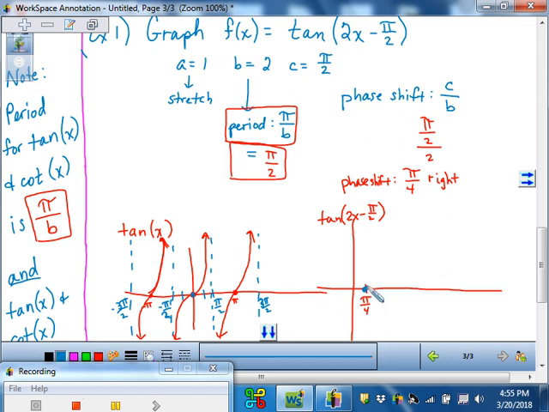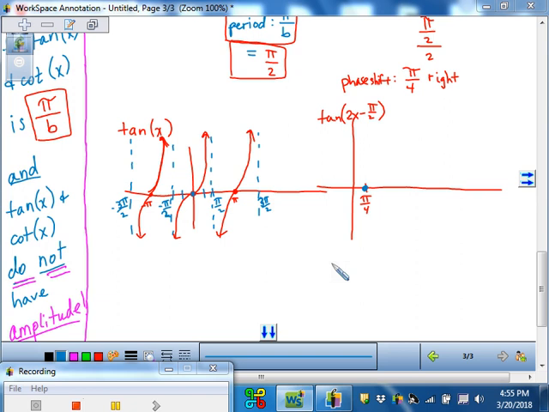And then the other thing I need to do is determine what my asymptotes are. So let's go ahead and solve for those very quickly. For asymptotes, we take bx minus c, and we set it equal to negative pi over 2. We also set it equal to pi over 2, and we solve it.